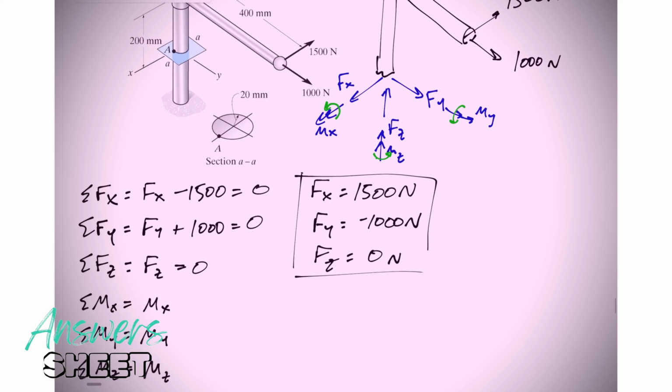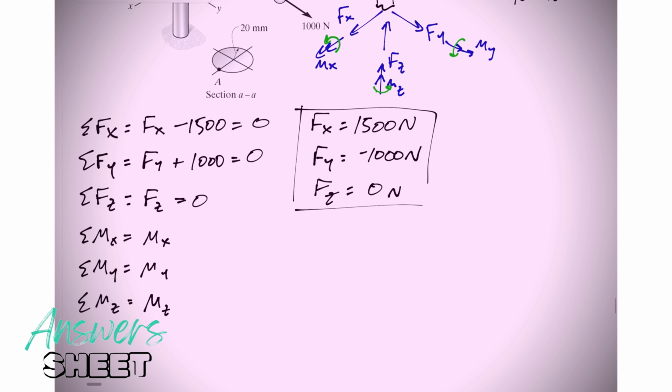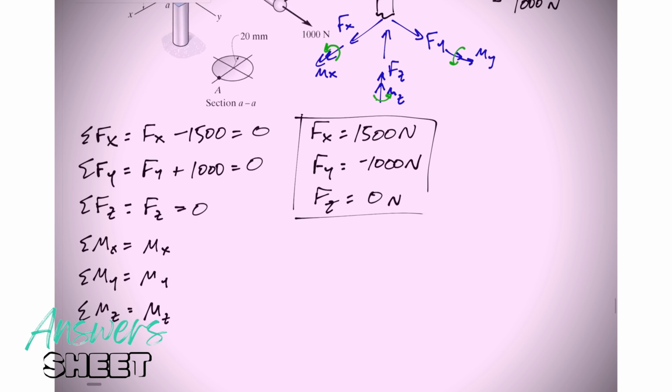Okay, so this is my process. You might could jump straight to that, the more comfortable you are with these. All right, now the moments. I don't think you're going to be able to jump straight to, okay, what are the internal moments that I need? I think you really need to sum the moments in x equals 0, sum the moments in y equals 0, sum the moments in z equals 0.